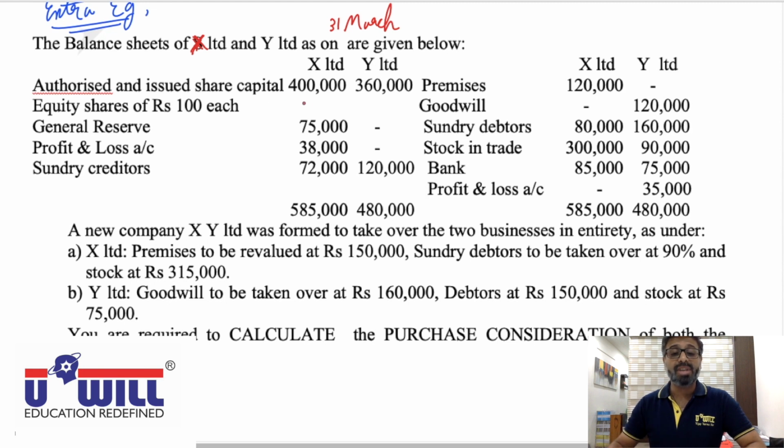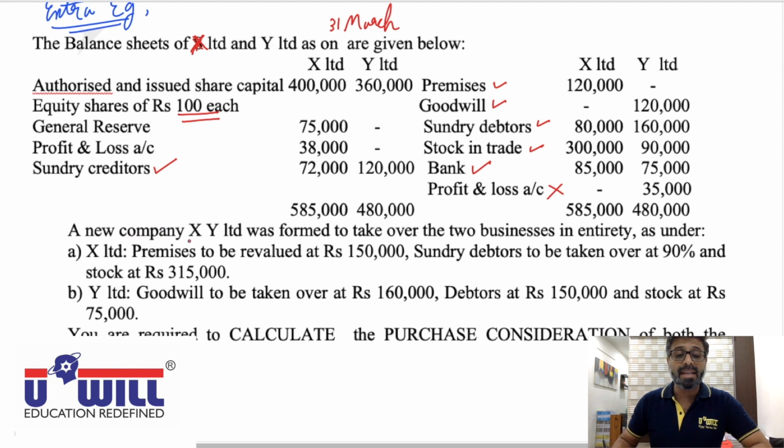Authorized and issued share capital is 4 lakhs and 3,60,000. Two companies are there and the shares are of 100 each. So 4 lakhs divided by 100 would be 4,000 and 3,60,000 divided by 100 would be 3,600. General reserve and profit and loss are not third party liabilities. Sundry creditors is a third party liability, and premises, goodwill, debtors, stock, bank, all are assets, but profit and loss is a fictitious asset, so it won't be included.